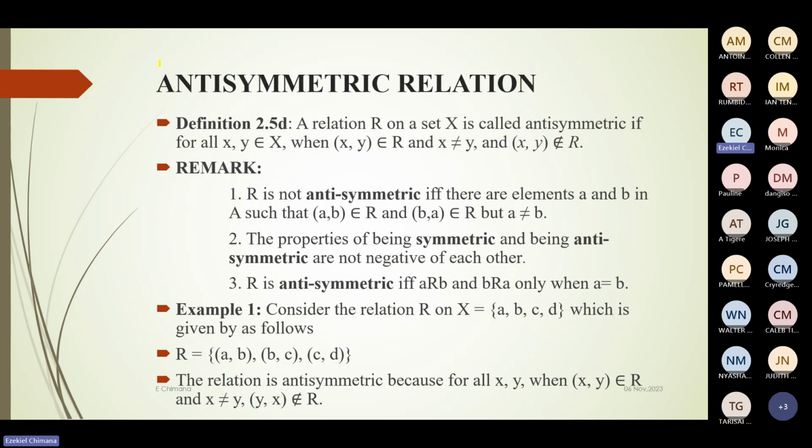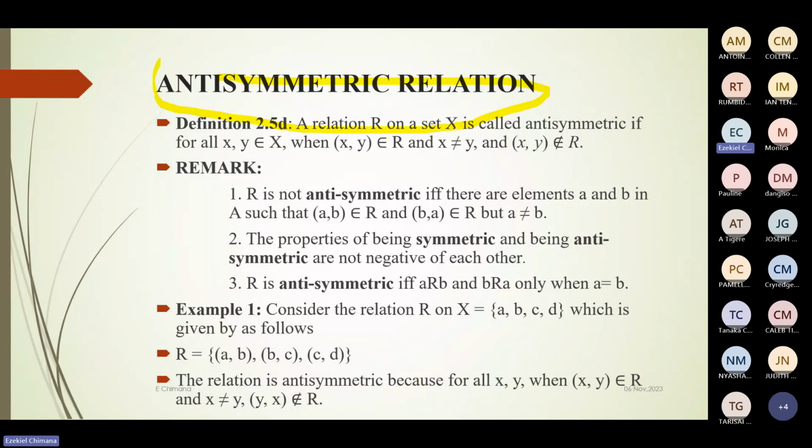So let's now talk about the antisymmetric relation. Whenever you have symmetric and antisymmetric, people think that maybe antisymmetric is the opposite of symmetric. No, no, no. Do not take it that way, otherwise you get lost. Antisymmetric is just a relation on its own. They have something in common, but they cannot always be the opposite of each other.